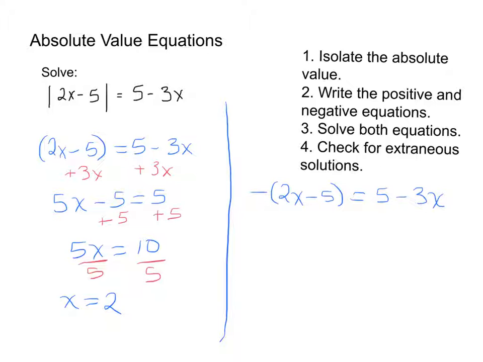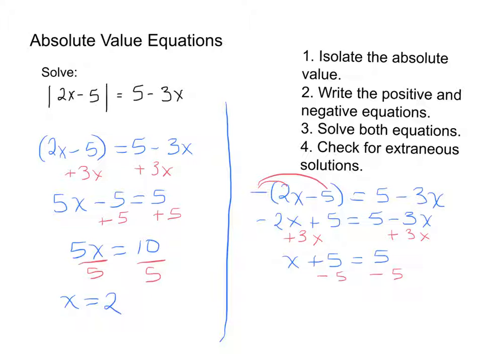Then I'll do the same thing with the negative equation. So this is where I put a negative in front of the absolute value sign and change them into brackets. First, I'll just change this to negative 2x plus 5 equals 5 minus 3x. So that negative changes the 2 to a negative and changes the negative 5 to a positive. And then I can do the same thing as before, add 3x. I get negative 2x plus 3x, so x plus 5 equals 5. Subtract 5. And for this one, I get x equals 0.